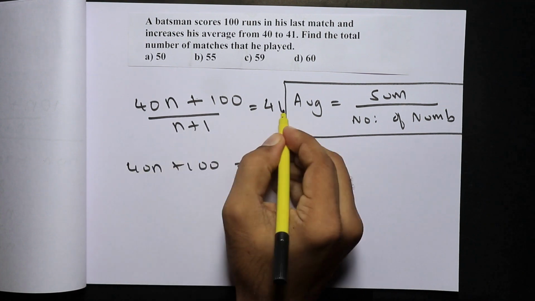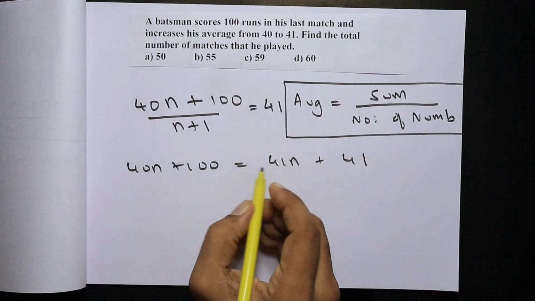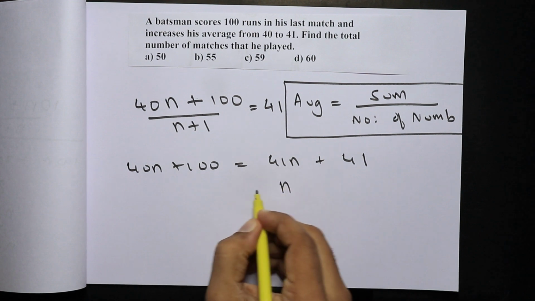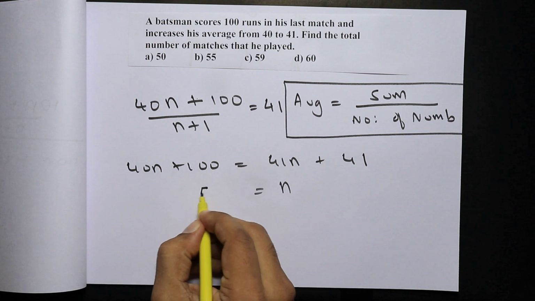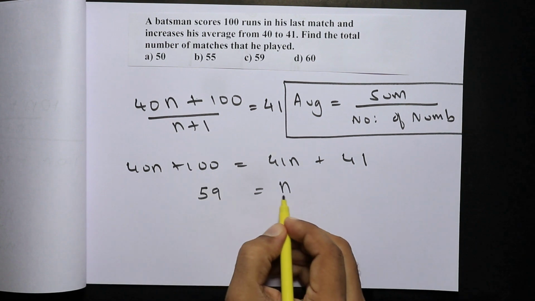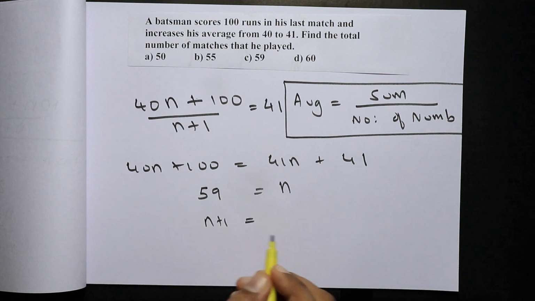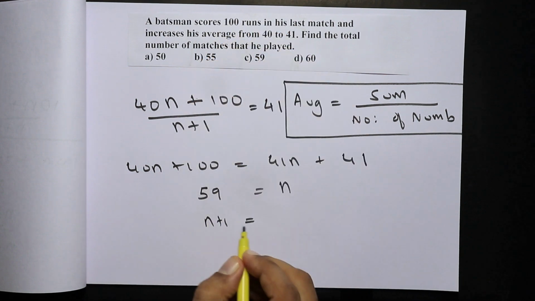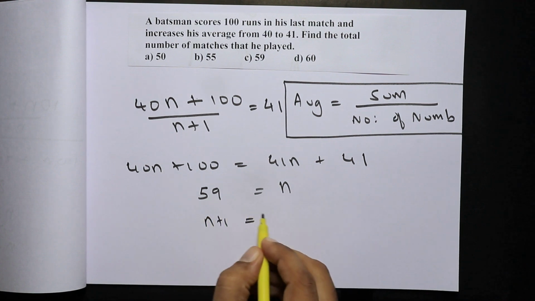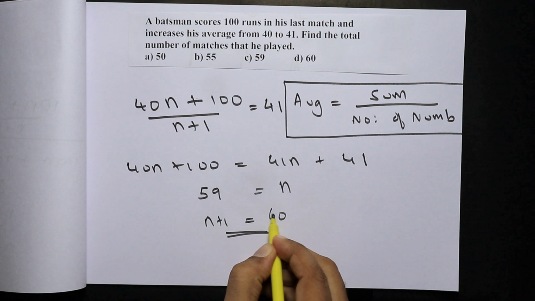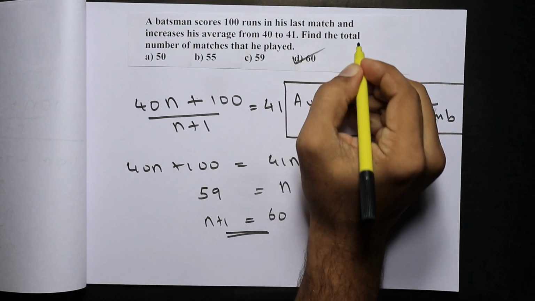I'll bring n plus 1 to this side, so 41n plus 41. I'll bring 40n to this side, so n is equal to 100 minus 41, so that will be 59. So initially he has played n matches and in the n plus first match he made 100. So total number of matches that he has played is n plus 1, that will be 59 plus 1, that is 60. So altogether he has played 60 matches. Hence option D is the right answer.